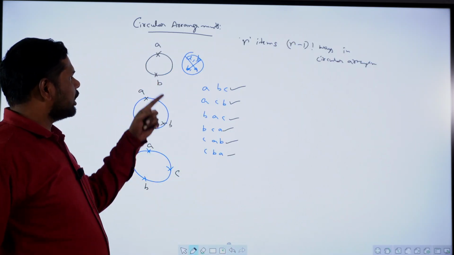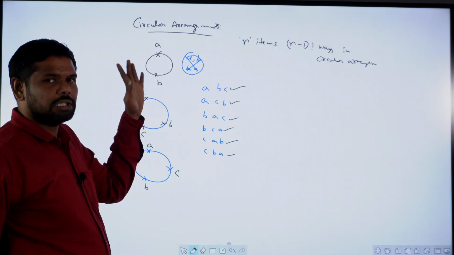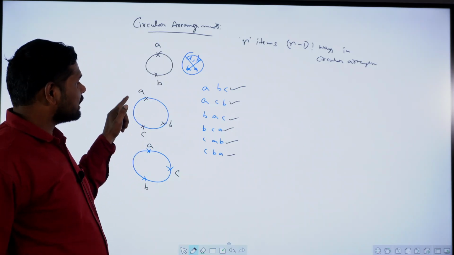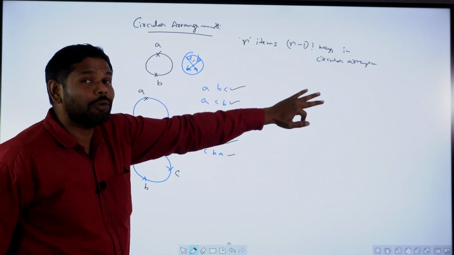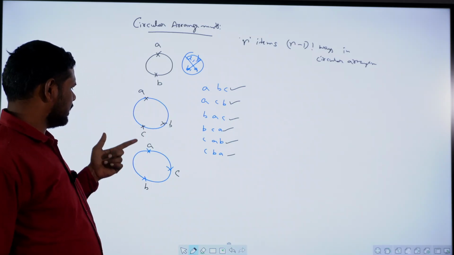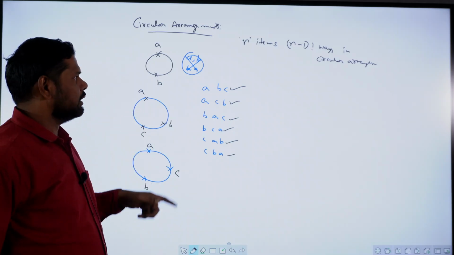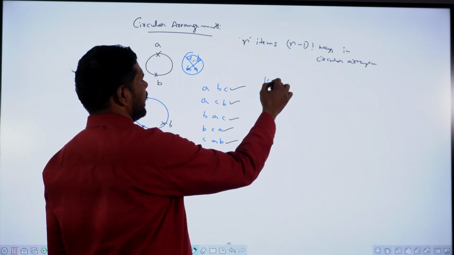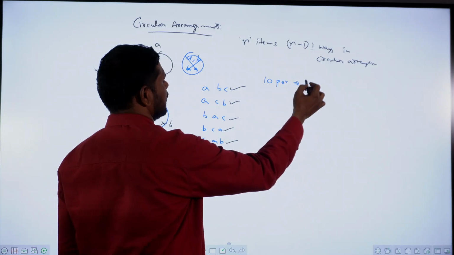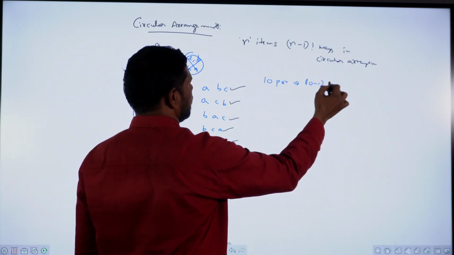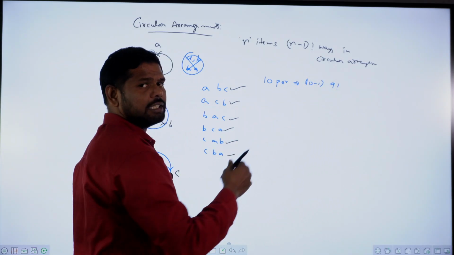Suppose 2 persons are there: 2 minus 1 means only one way, 1 factorial. 3 persons: 3 minus 1, 2 factorial, the value is 2 ways. Like that, suppose 10 persons are arranged in a circle, then how many ways? 10 minus 1, 9 factorial. Yes, we can arrange them.